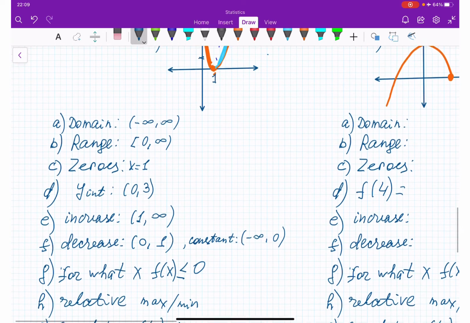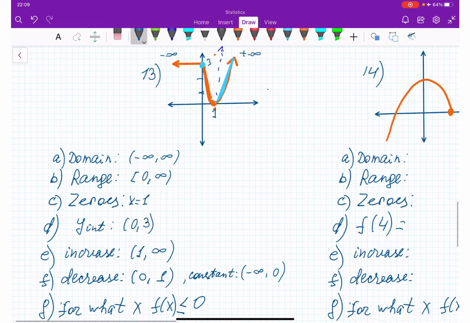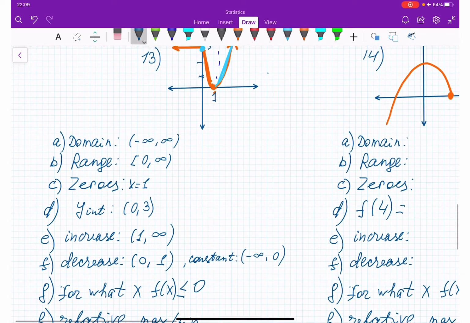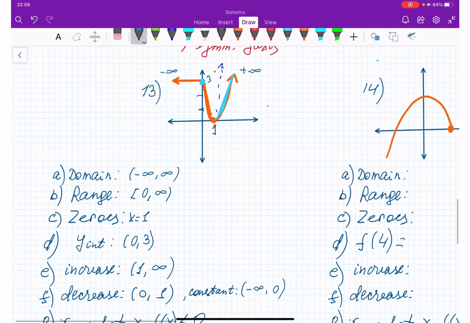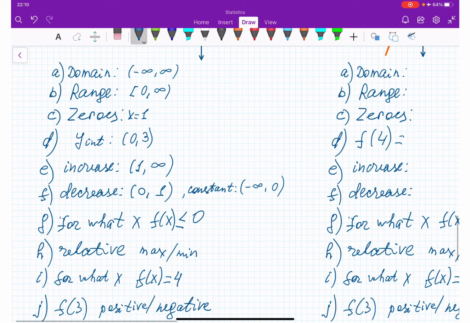Next. Question number G. For what values of x do we have f of x less than 0? Do we have f of x? It's our y, correct? Do we have negative y? No, we don't have negative y. Our entire graph is located in the area of positive y. Therefore, this is not applicable.